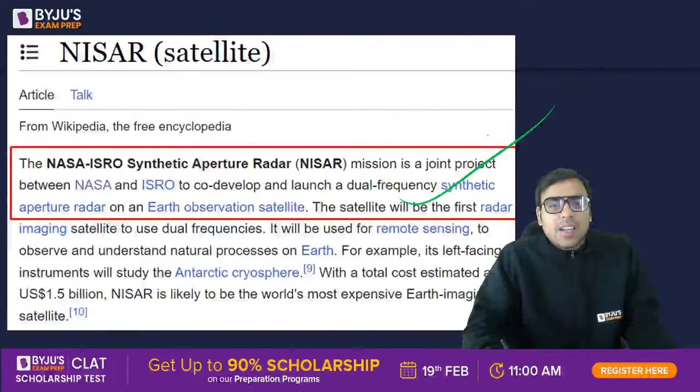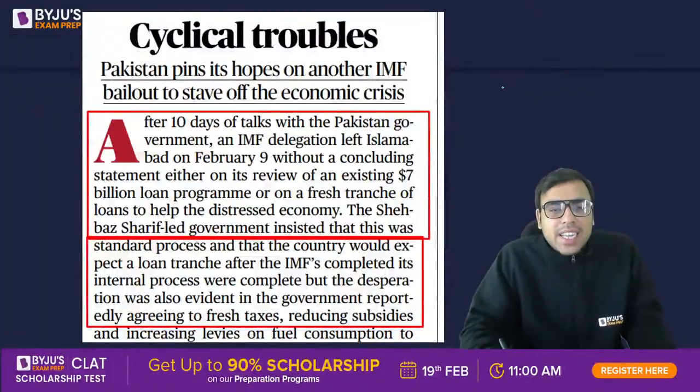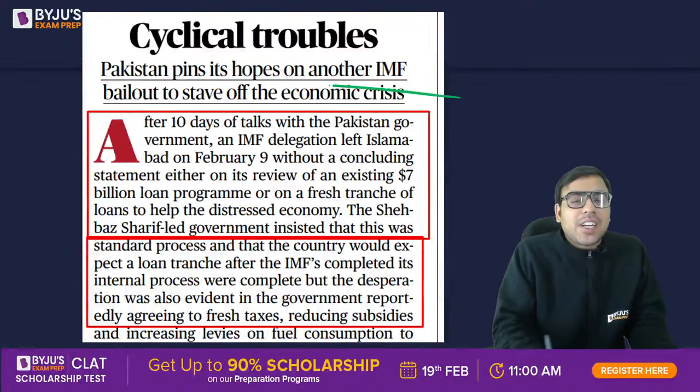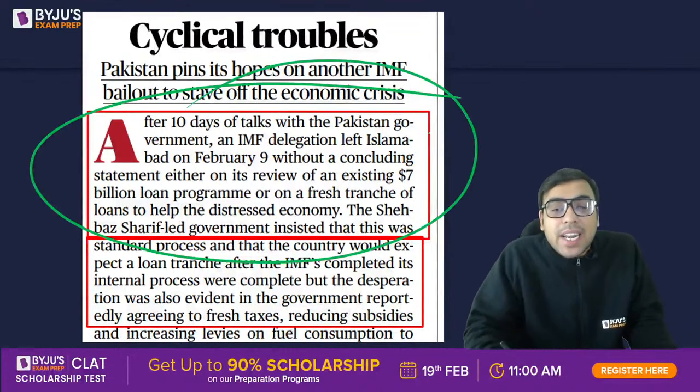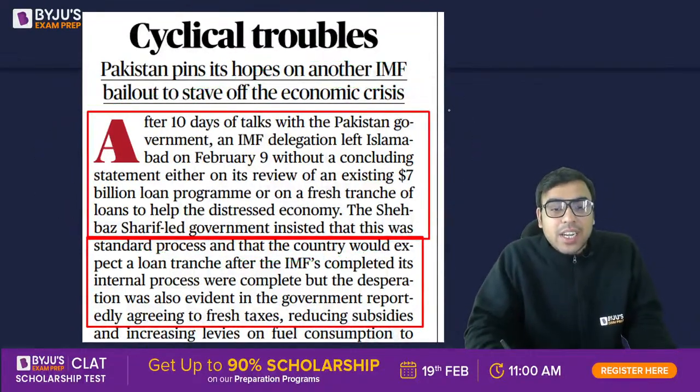Okay, now let's move on to another article inside. There was an article: after 10 days of talks with the Pakistan government, the IMF delegation left Islamabad without a concluding statement. I hope you are aware. So Pakistan's economy is in a very bad shape.